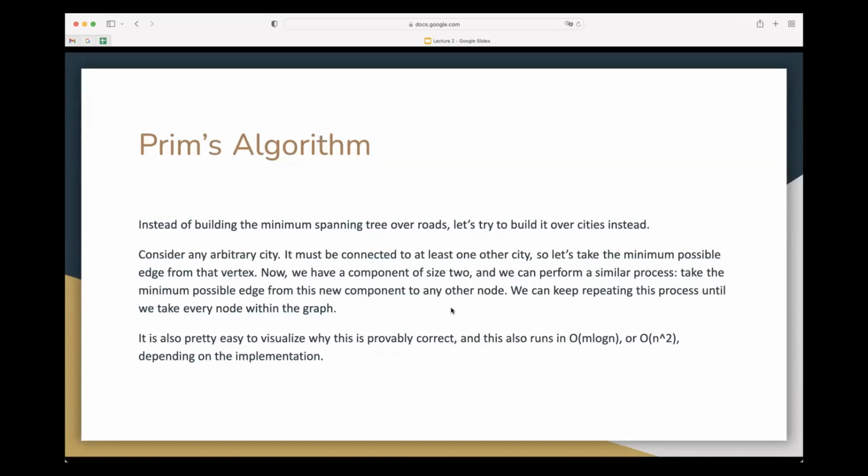So that's the m log n solution. What about the n squared solution? Well, the n squared solution is pretty much the same thing, except it uses a slightly different implementation. The different implementation is the fact that instead of using a priority queue, because that'll be log n if there are n squared edges, so that would be n squared log n.